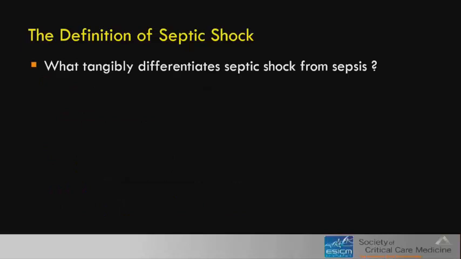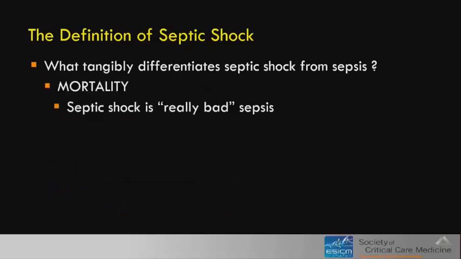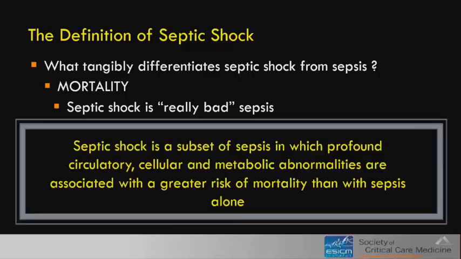If it is more than that, what is it that can divide septic shock as a subgroup of sepsis or a separate component of sepsis? Well, the answer is mortality. And we felt that septic shock is really bad sepsis. It's a subset of sepsis where there is circulatory, cellular, and metabolic dysfunction, which is associated with a greater risk of mortality than sepsis itself alone.